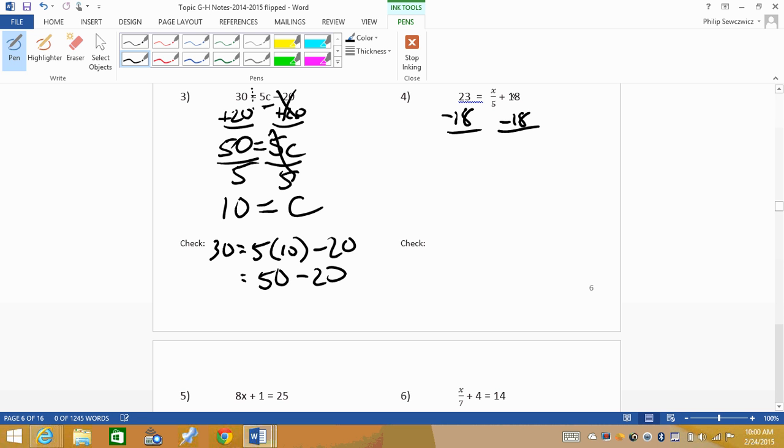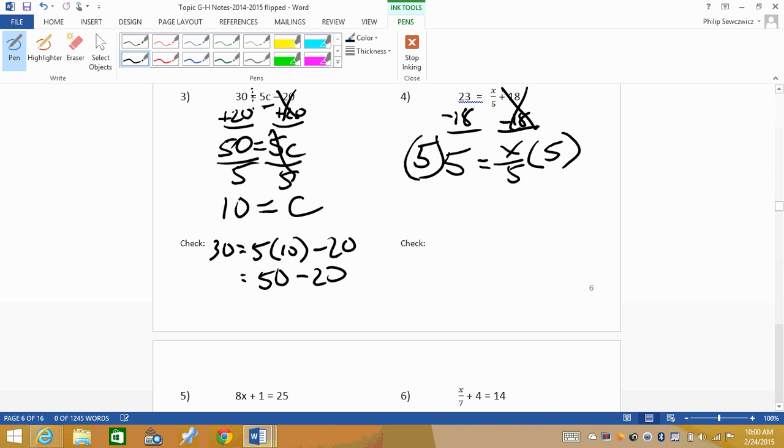All right, so by doing that, they knock each other out. All I've got is x divided by 5, an equal sign, and 23 minus 18 gives me 5. Again, stay on the same side as the variable. So I'm on the right-hand side. I'm going to undo the division. I'm dividing by 5. To undo division, we multiply by 5.